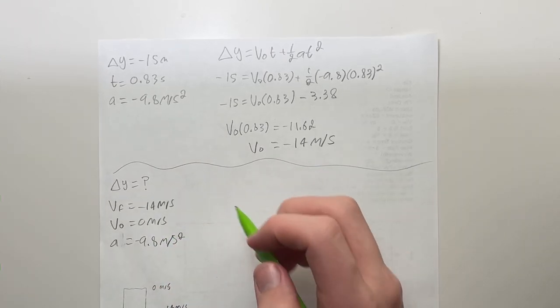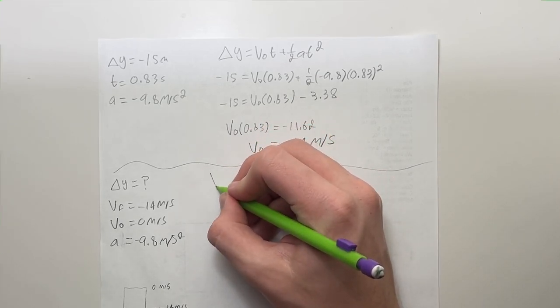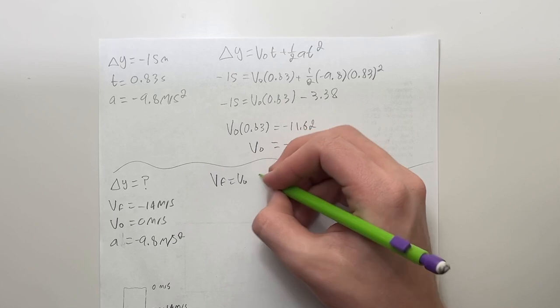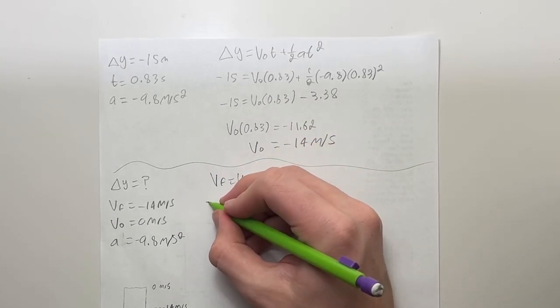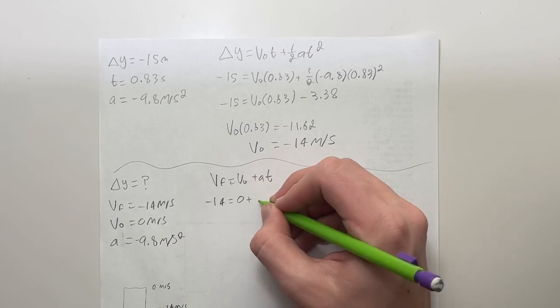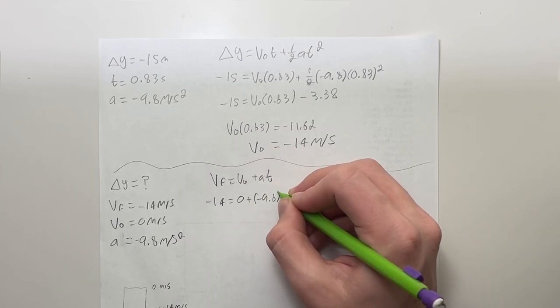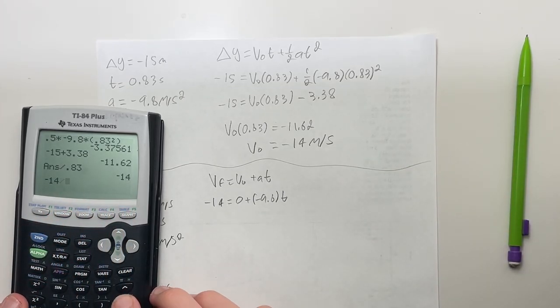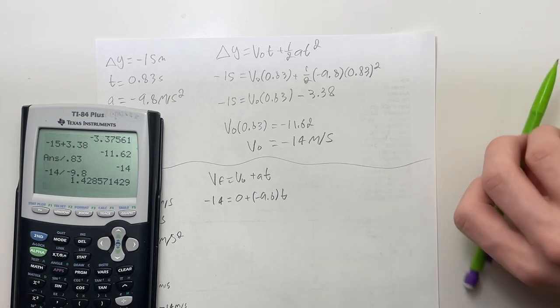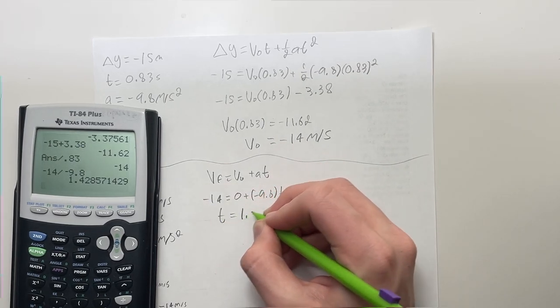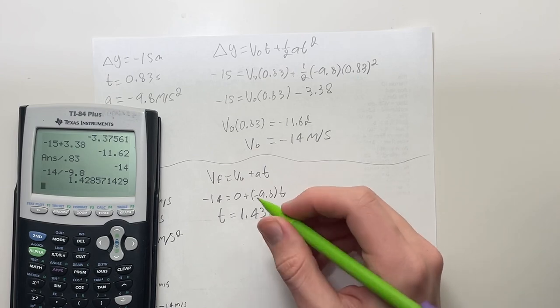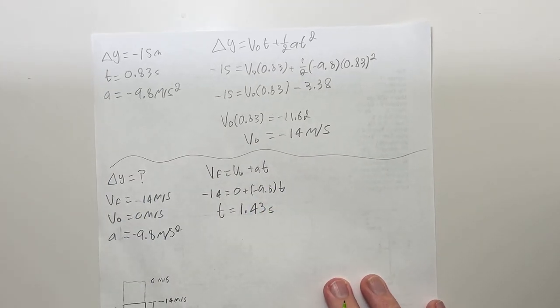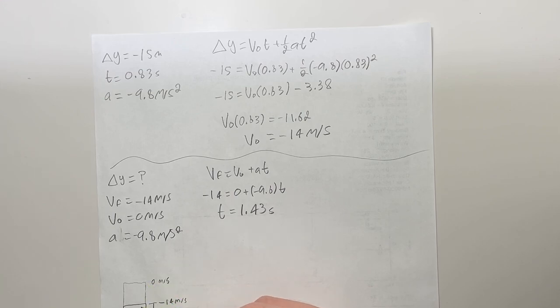So this one, we can use the no delta x equation to solve for time. So v final equals v naught plus at. So negative 14 equals 0 plus negative 9.8 times t. Let's do some math. Negative 14 divided by negative 9.8. This gives us t equals 1.43 seconds. So that's saying that in order for the balloons to drop from the very top to his window is 1.43 seconds.